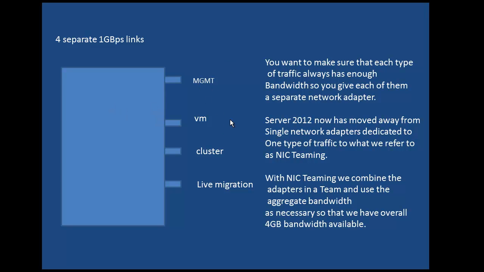Server 2012 and 2012 R2 had moved away from a single network adapter dedicated to one type of traffic. And this is what we call NIC Teaming. Instead of having one single network adapter dedicated to one type of traffic, we have a team of network cards. We refer to this as NIC Teaming. So with NIC Teaming, we're combining the adapters in a team, and we are using that aggregate bandwidth. In our case, it would be 4 gig, and we're going to use that as necessary so that we have overall 4 gigabit bandwidth available for any of the networks when they need it.